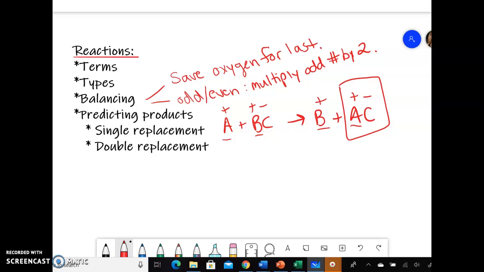But let's just say B was more reactive, then when you look at the reactant side of that reaction, B is already with the compound. So in that case, the reaction would not happen because A is not strong enough to kick out B. And the last type of reaction is double replacement. This is when you have 2 partners and they all switch partners.